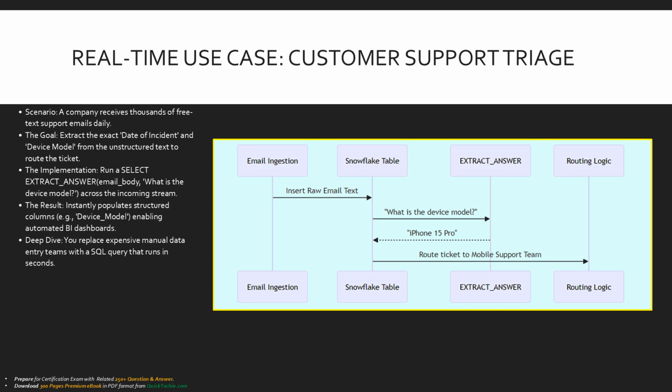Let's trace the automation. The email ingestion system inserts the raw, unstructured email text into our Snowflake table. The database immediately triggers extract answer, asking, what is the device model? Cortex parses the email and returns a clean string, iPhone 15 Pro. With that structured data point now available, the database triggers the routing logic, automatically sending the ticket to the mobile support team. Zero human intervention required.